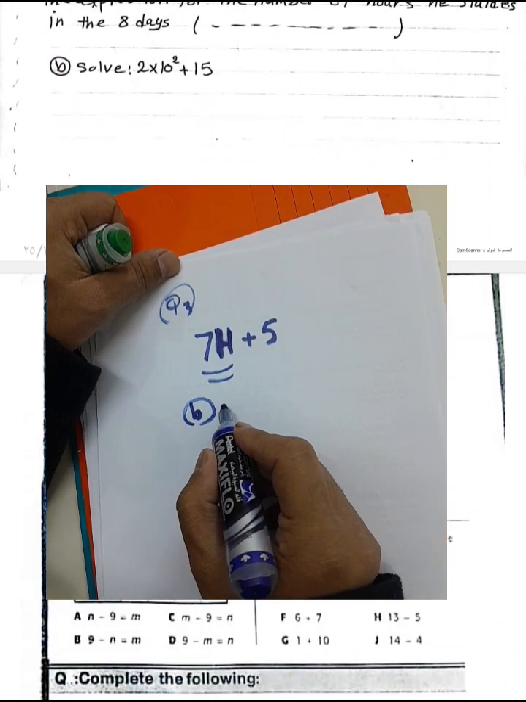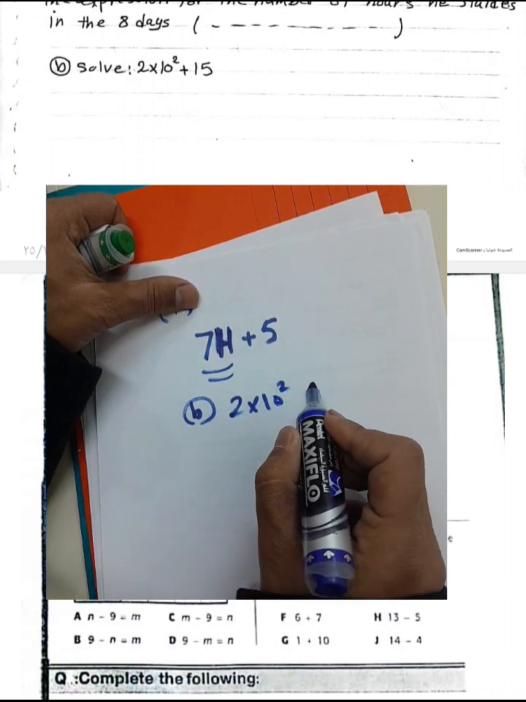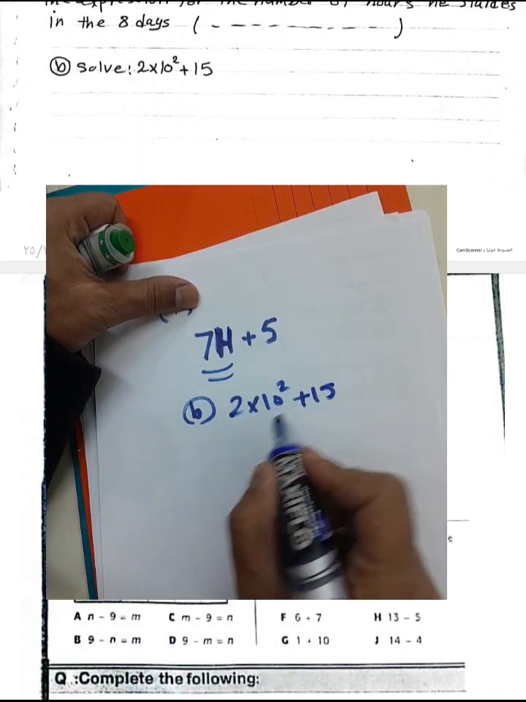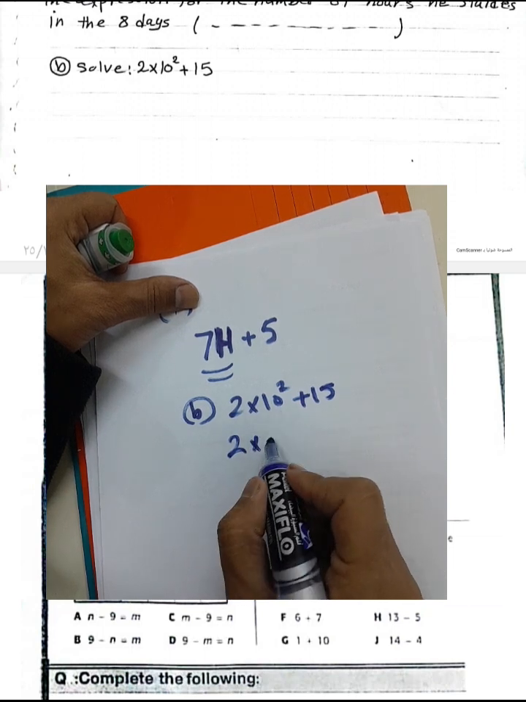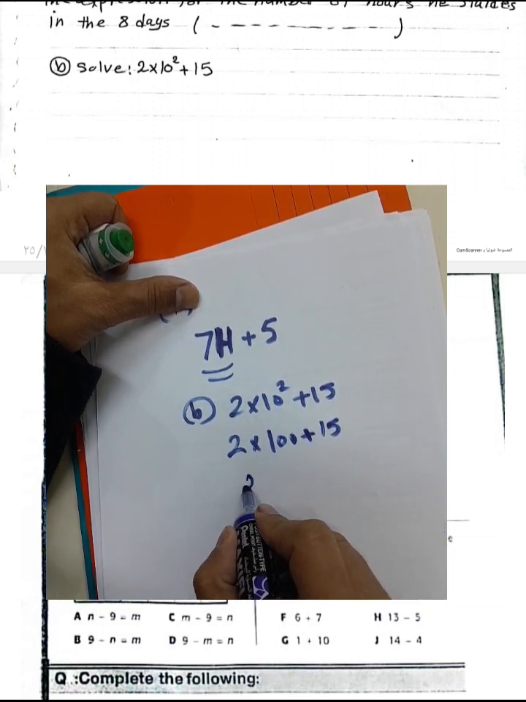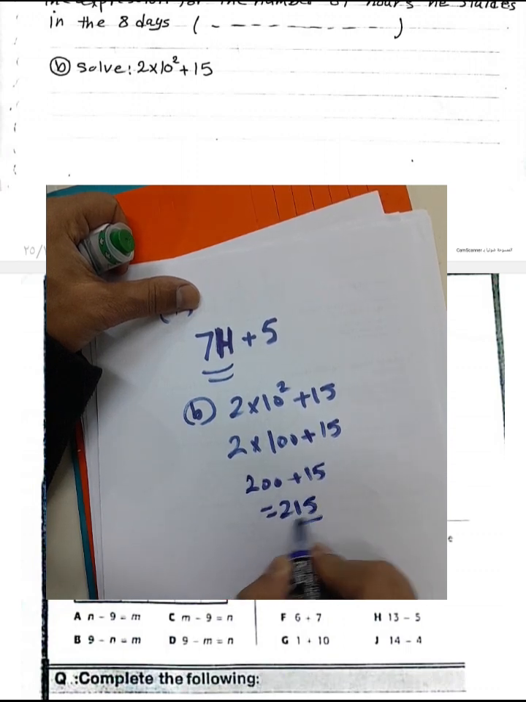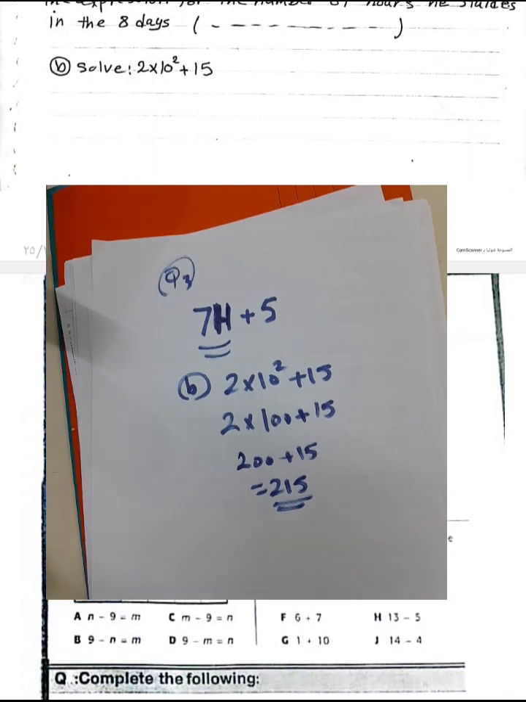Letter B, solve the equation. 2 times 10 power 2 plus 15. 10 power 2 will be 100. 2 times 100 will be 200. Plus 15, it will be 215. That's the result for this question, letter B.